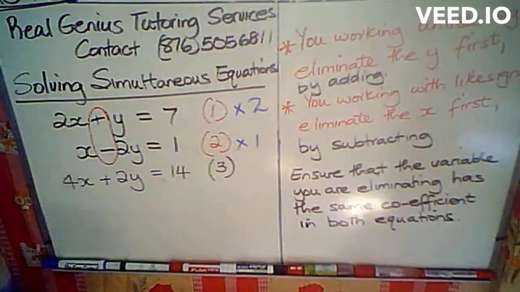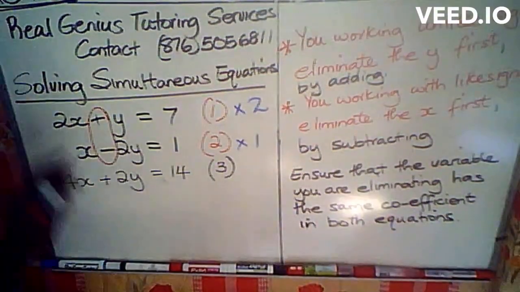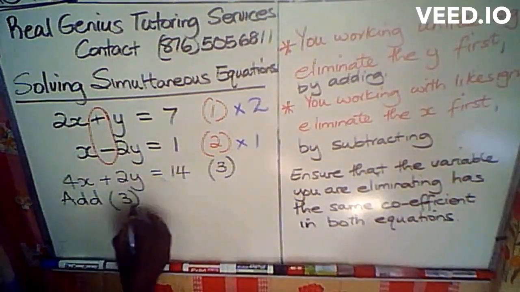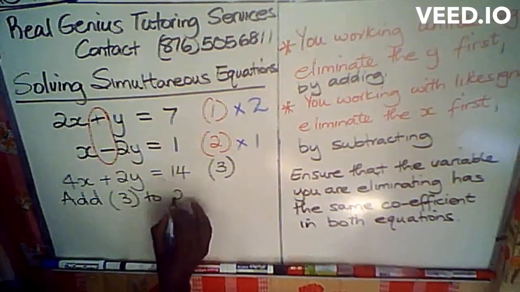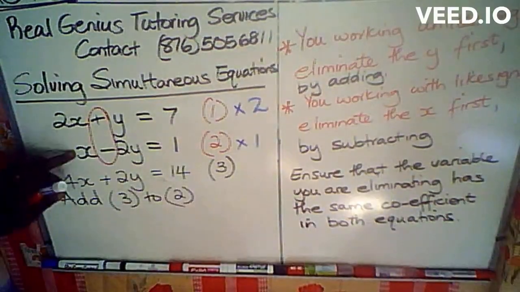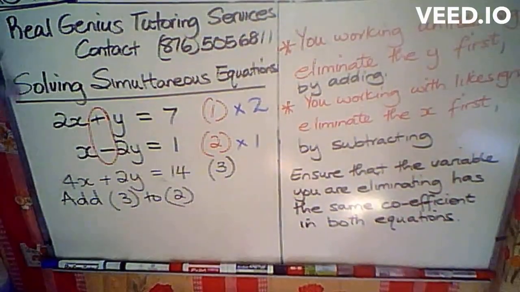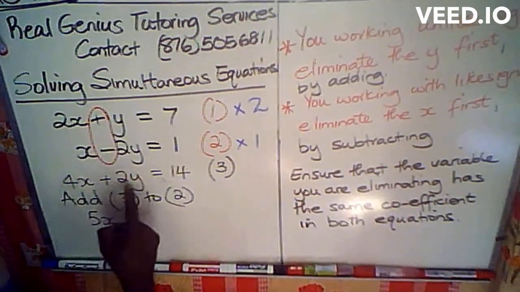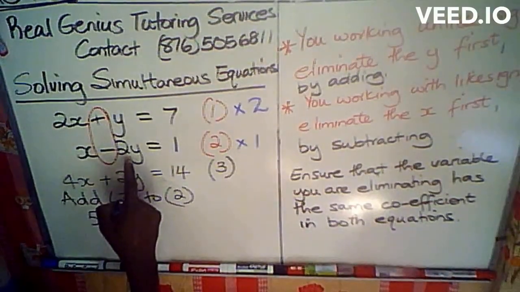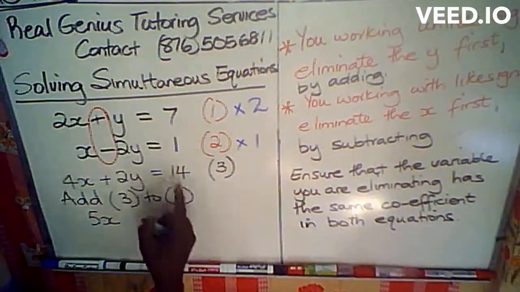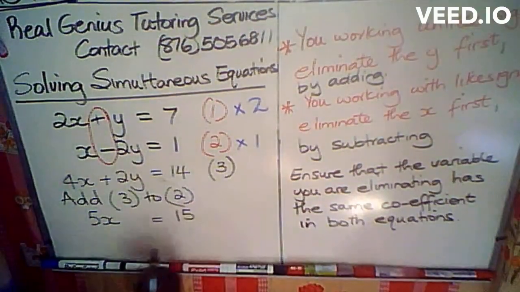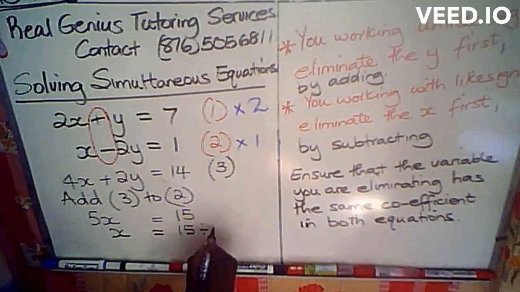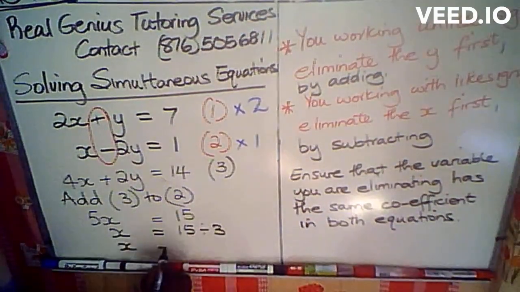Here now, we need to add both equations. So we add 3 to 2, no longer 1, because these are the two equations that we're working with. And so we would end up with 5x, plus 2y plus negative 2y gives us 0, and 14 plus 1 equals 15. And so x is going to be equal to 15 divided by 3. x equals 5.